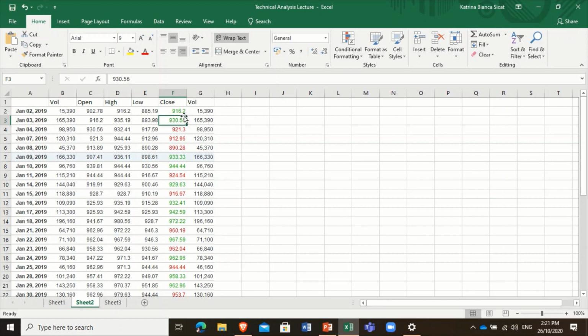If I'm gonna ask you, is it higher or lower than January 2? Is 930.56 higher than 916? Of course, the answer is yes. Okay, so automatic you know that this is either a black or white candlestick, but not a red candlestick. Now, the next question would be, is this higher than the opening price of the day? 930 versus 916, you know that it's higher. So if it's high, you know this is a white candlestick.